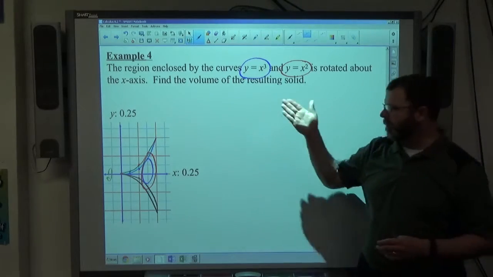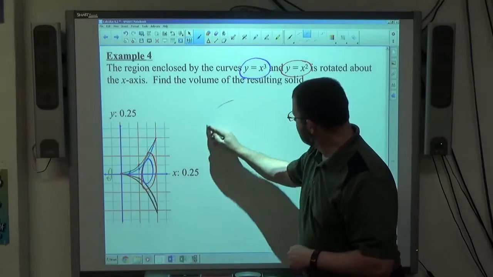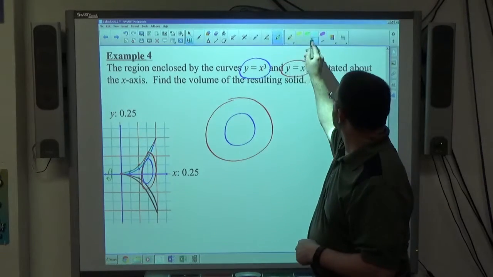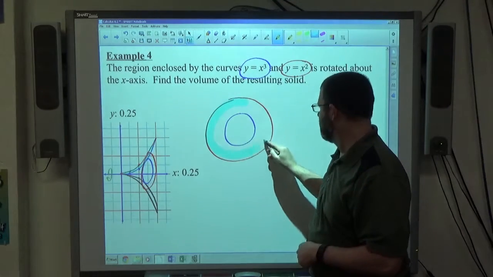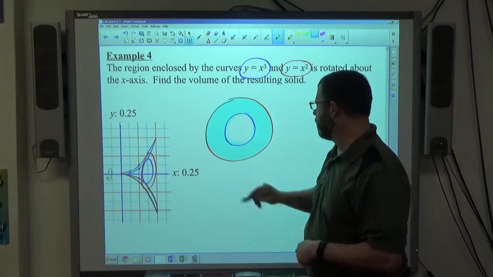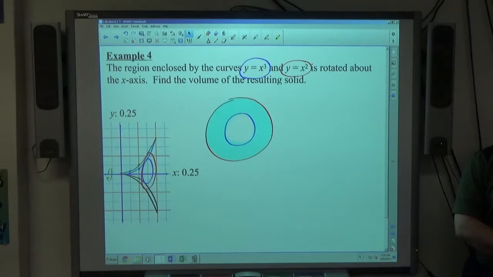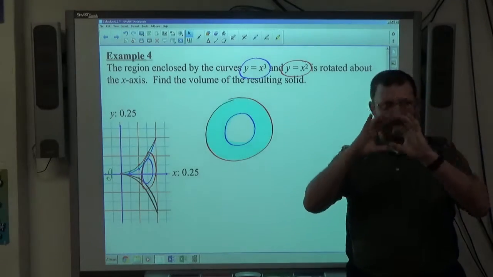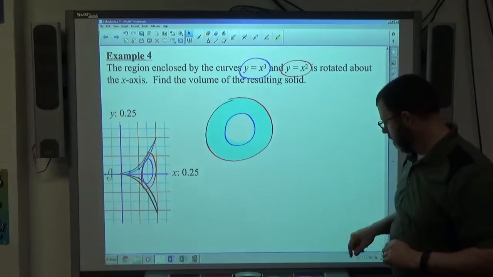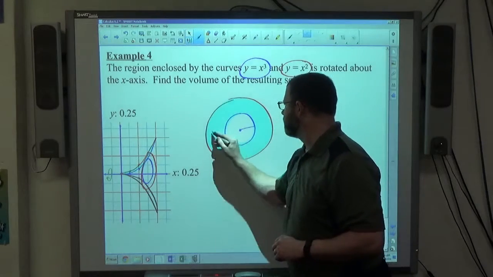So if I were to chop this out, if I just took a slice out of this and looked at it, I would have a red circle with a blue circle inside of it, and the region here is going to have actual capacity. Inside the blue circle is going to be hollow. So if you took it out, you'd see a hole there, and there'd be actual material out here. The blue radius is this, and the red radius is this.